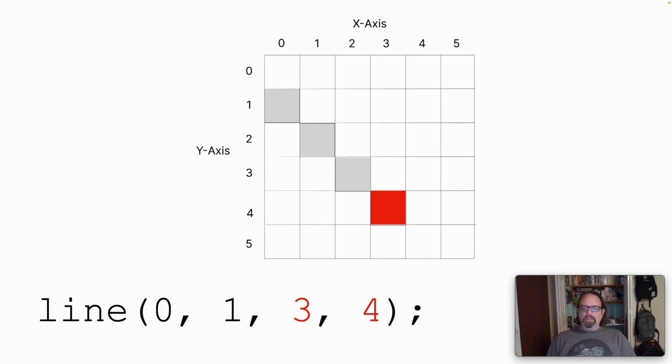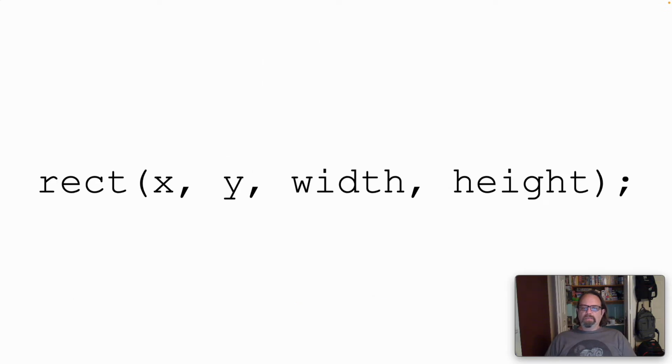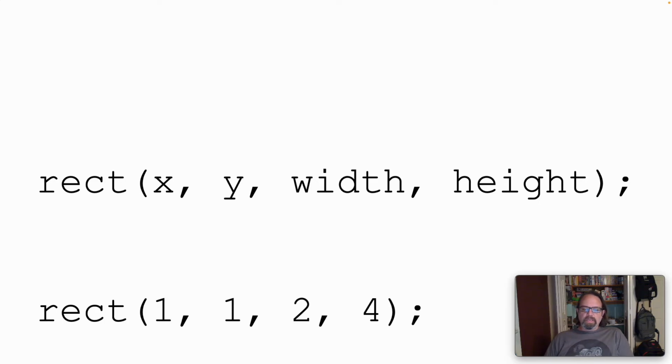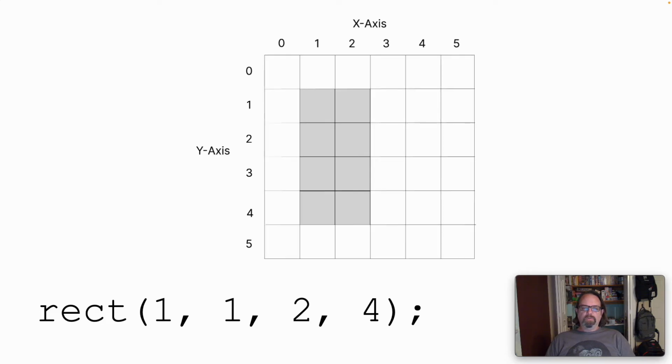The next thing, a little more complex than a line, is a rectangle. A rectangle has an x and a y, and then you tell it how wide you want it, which is the width, and how tall you want it, which is the height. Let's look at an example again. For this rect, we have 1, 1 for the x and the y, a width of 2, and a height of 4. So this is what it would draw.